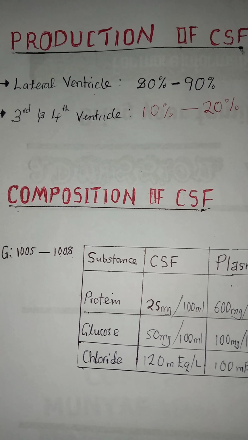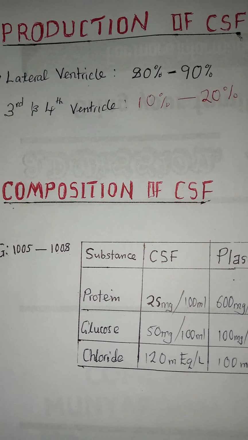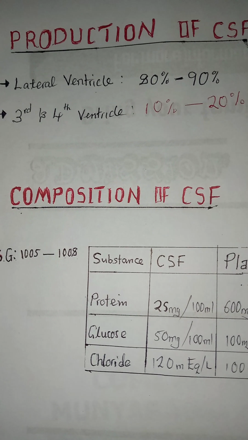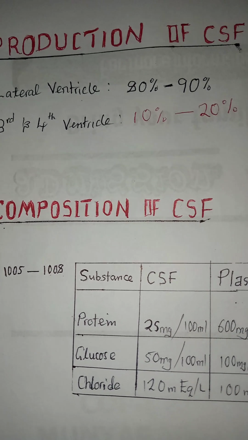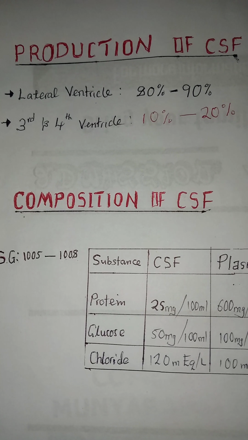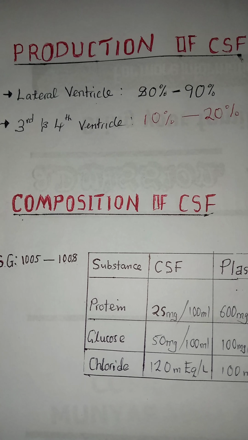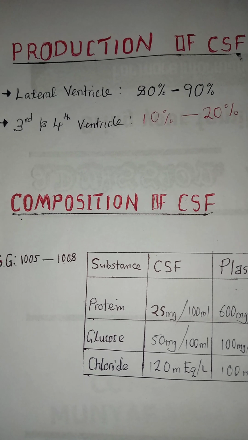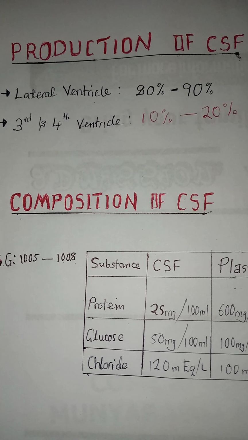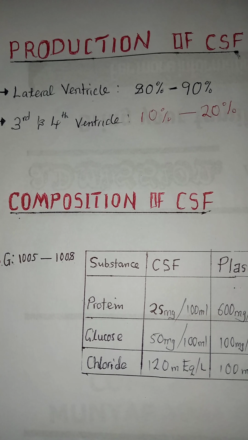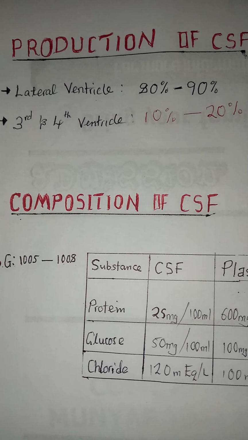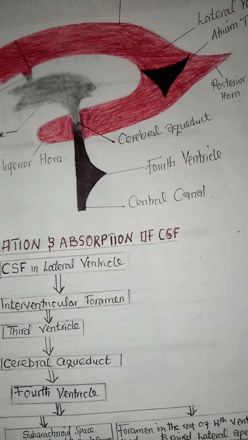Alright guys, let's try to make sense once again. So in today's video we are going to look at the production of cerebrospinal fluid as well as the composition of cerebrospinal fluid. So remember what we said when we looked at the ventricles of the brain. If you haven't watched a video on the ventricles of the brain, I would advise you watch it so that you connect everything. But basically this is what we said.